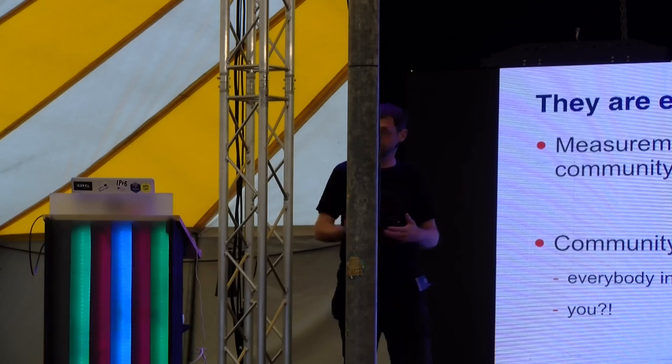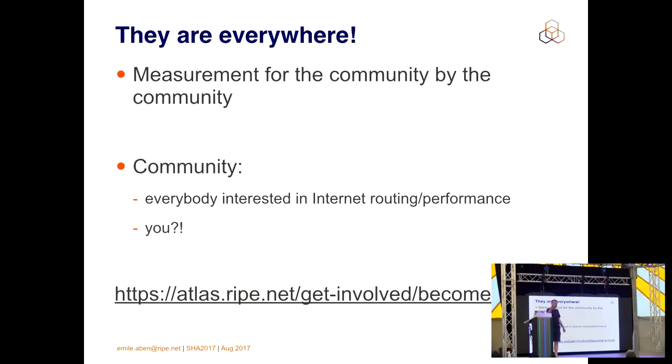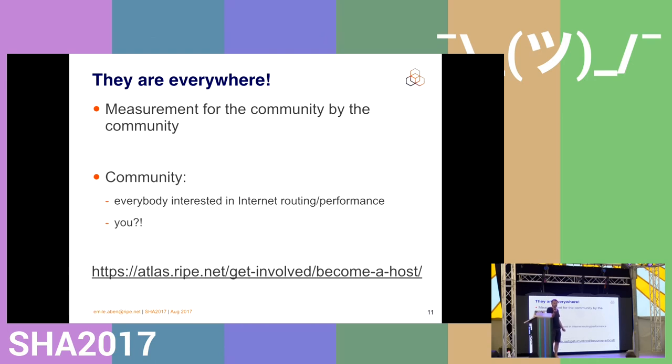These are measurements for a community by a community. How it works is we give these devices out to you. You plug it in wherever you think is a nice place to measure from. And by that, you become part of this global system, and you can do measurements on all the other devices. This community is everybody interested in internet routing performance, so could be you. There's a URL there if you want to become a host. My colleague Vesna, who's also here, gave a talk yesterday and was so successful in giving out probes. We have one left, so this is the only one left.